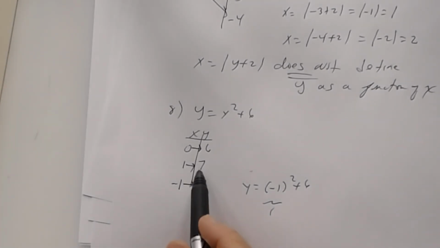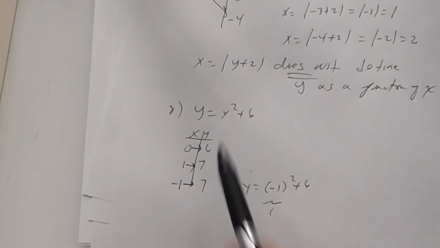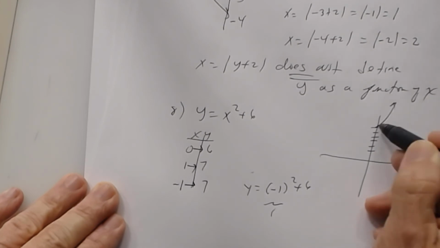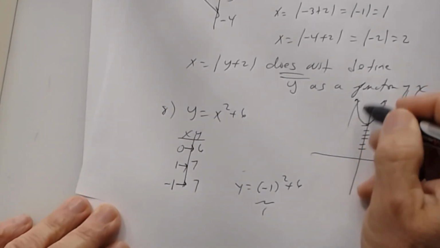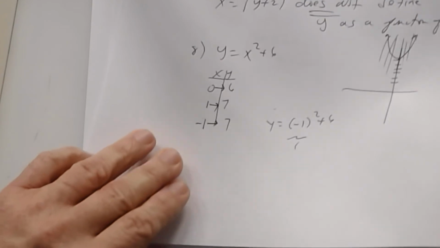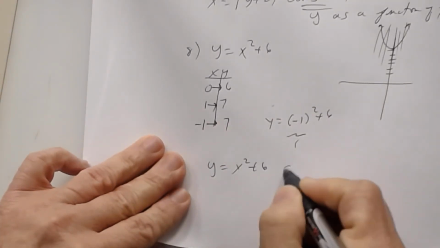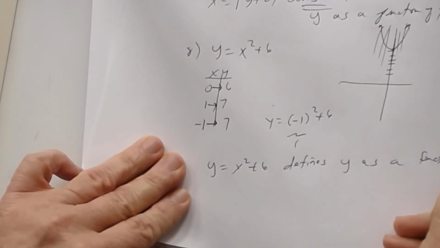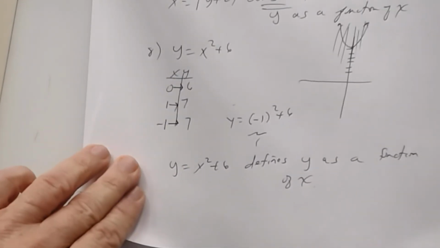Notice what I see. I see the same y values for two different x's. Is that okay? Yes. For each x, there's what? One y value. And if you keep on going, you would see this. In fact, this is a parabola. It looks like this. 1, 2, 3, 4, 5, 6. Looks like that. And so notice, does it pass the vertical line test? Yeah. All right. So y equals x squared plus 6 defines y as a function of x. Okay?